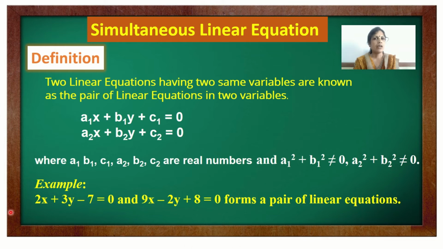One example is given here for you to understand. 2x plus 3y minus 7 is equal to 0 and 9x minus 2y plus 8 is equal to 0. These 2 form a pair of linear equations. These are the simultaneous equations. Alright, and in our case we will always be given a pair of linear equations to find its solution, to find the values of 2 variables.